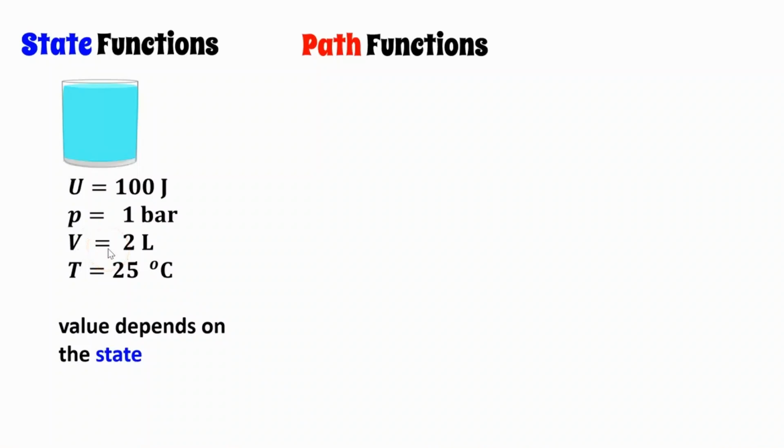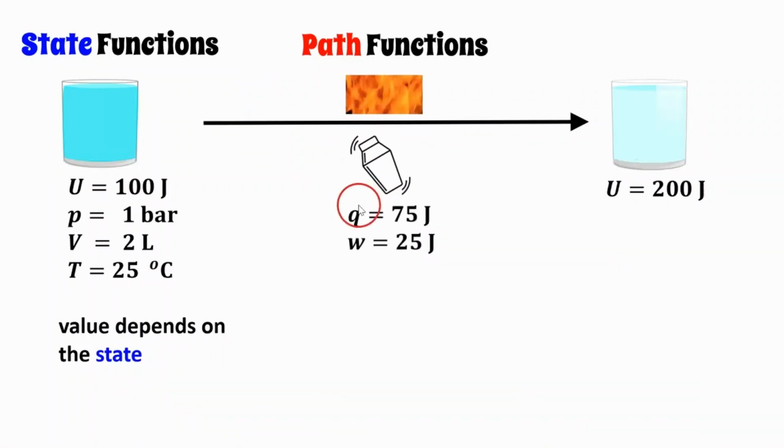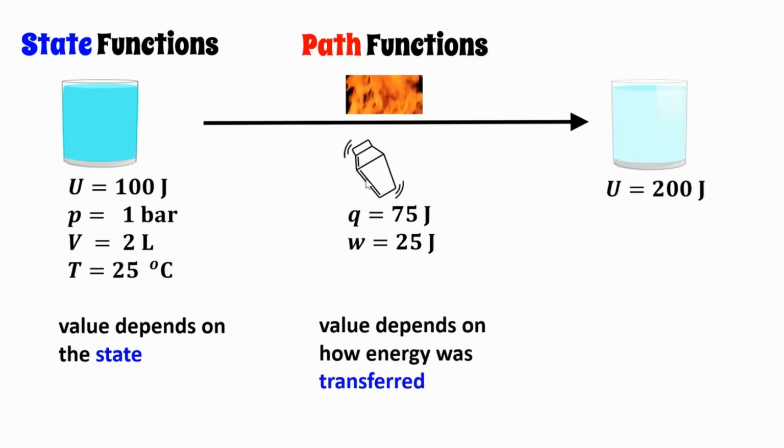We're not transferring energy. The path functions tell us how much energy is being transferred between states. It's how much energy we're transferring as heat, or how much energy we're transferring as work to get there. So their value depends on how the energy is transferred.